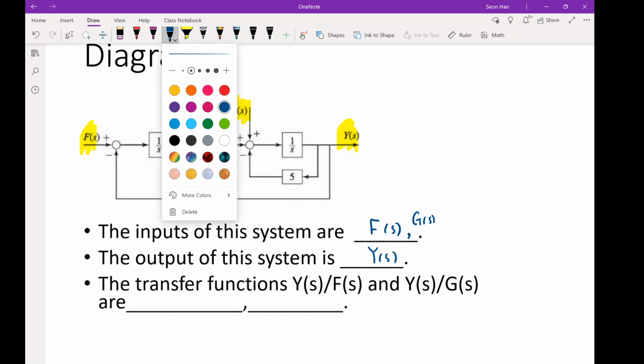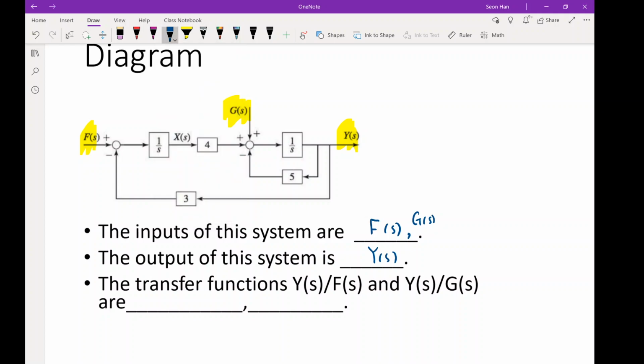When you go to a control class, I don't want you to tell your control teacher, oh, this is how Dr. Han taught us. Just keep in mind that whatever I teach you is an alternative to what you will be learning in your actual controls class. What I like to do is massive algebra. The only things worth naming are the inputs, outputs, and transfer functions. I don't like to name the signals.